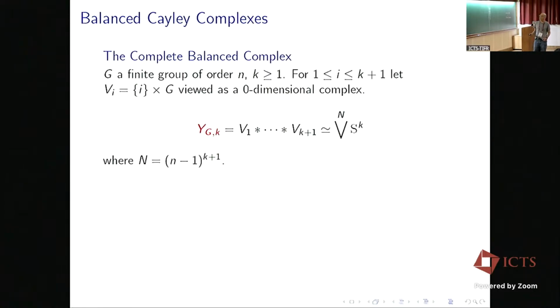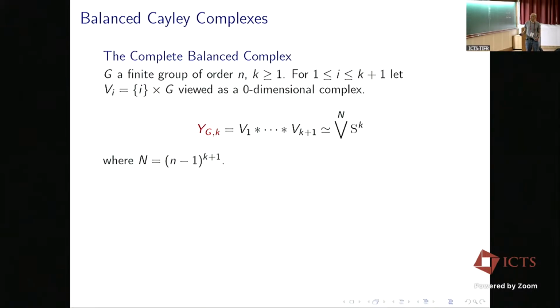Okay, in any case, we need to talk about Cayley complexes. So here we first define the complete balanced complex. This actually appeared in the Pavel talk. We take k+1 copies of G. We view each copy as a zero-dimensional complex with a discrete set of G elements, and we take what's called their join. I'll show you a picture in a minute.